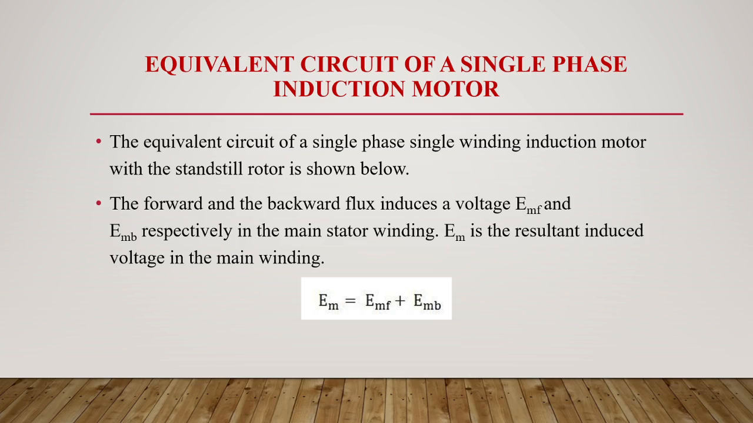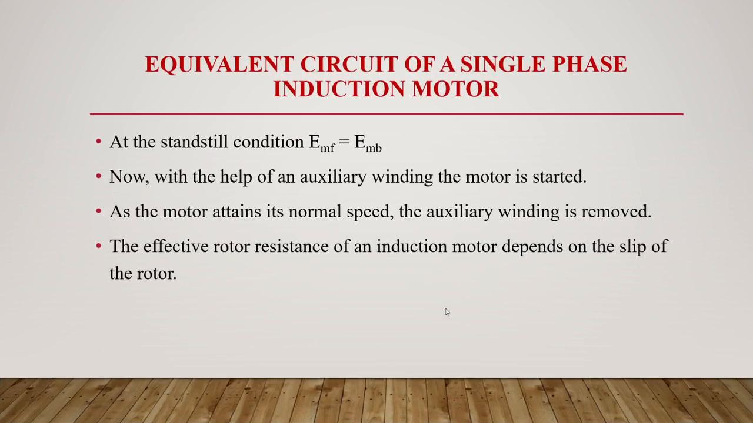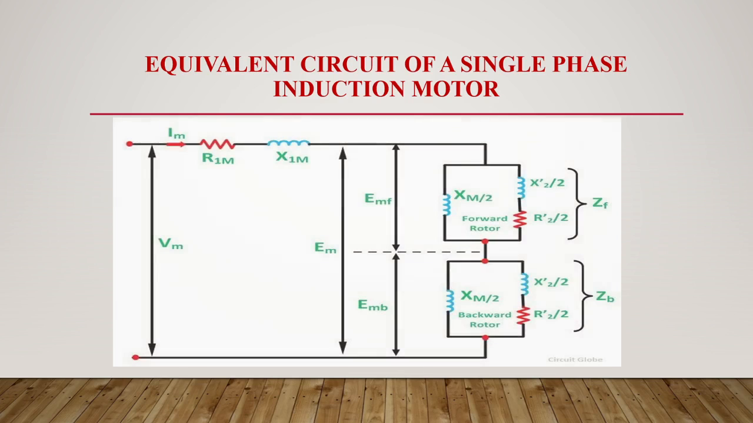So EM is equal to what? Vector addition of EMF plus EMB. So EM is equal to EMF plus EMB. At standstill condition, EMF should be equal to EMB. So now with the help of an auxiliary winding, the motor will be started. As the motor attains its normal speed, the auxiliary winding will be removed and the effective rotor resistance of the induction motor will depend upon the slip of the rotor.